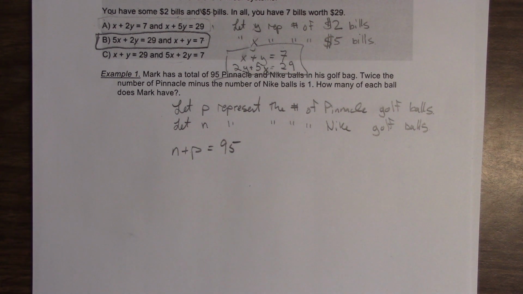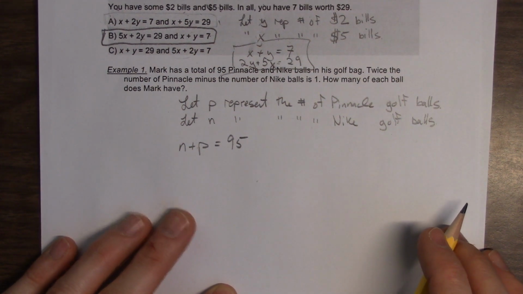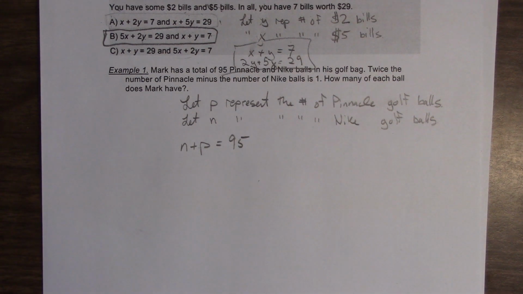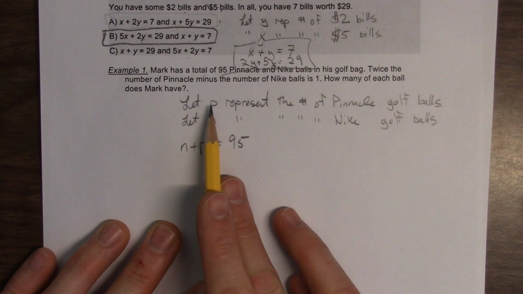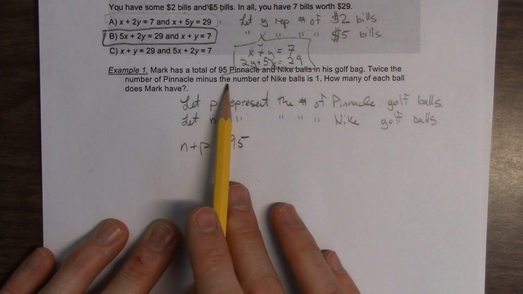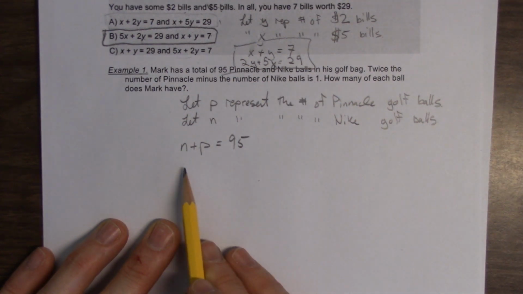It says twice the number of Pinnacle minus the number of Nike is 1. Would that be like N squared? No, not N squared. Josiah, what do you think? Twice the number of Pinnacle, so twice our P variable, right? Minus the number of Nike balls, N, is 1. So what would I write, Josiah?